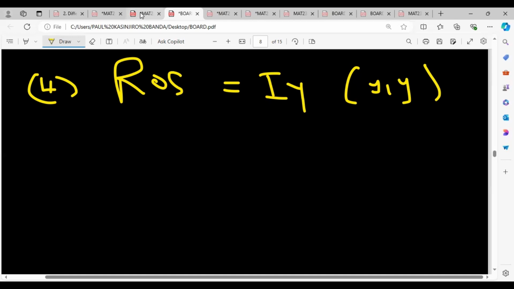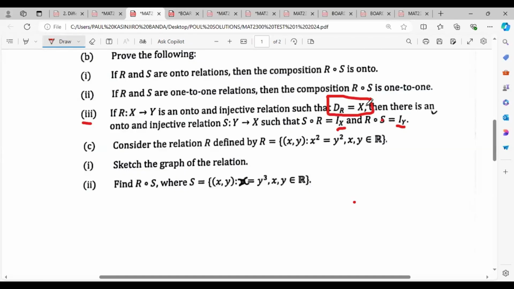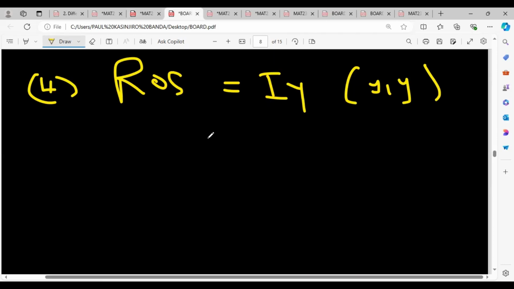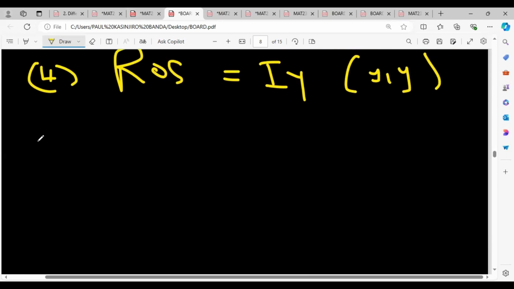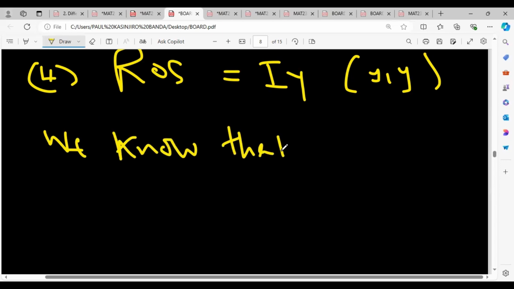If I go back to the question here, they are saying the domain of R was just the whole set X. So this means that the domain of this S here is just the whole set of Y, because R is the whole set of X, S is the whole set of Y. So we can just do the opposite of whatever we were doing here. So let's do that. We know that the domain of S will actually be the set Y.